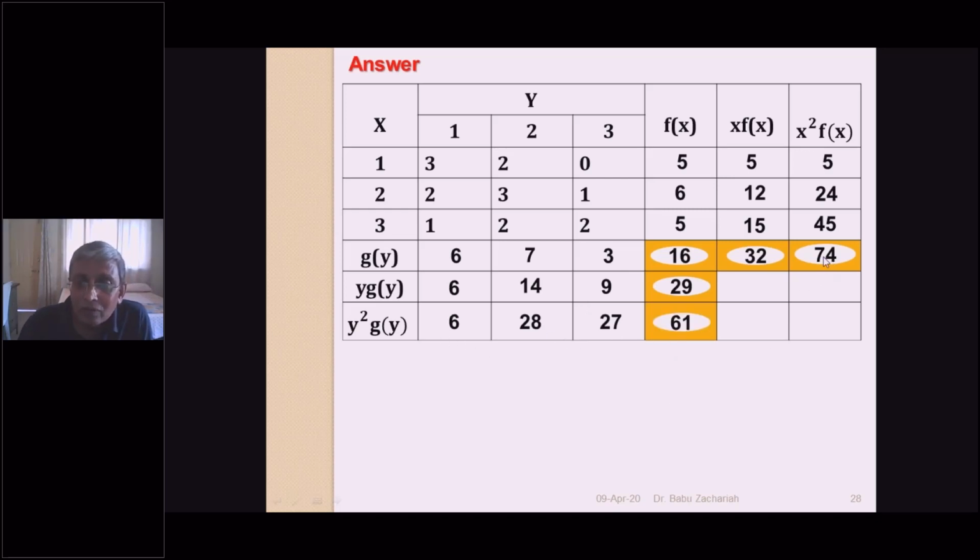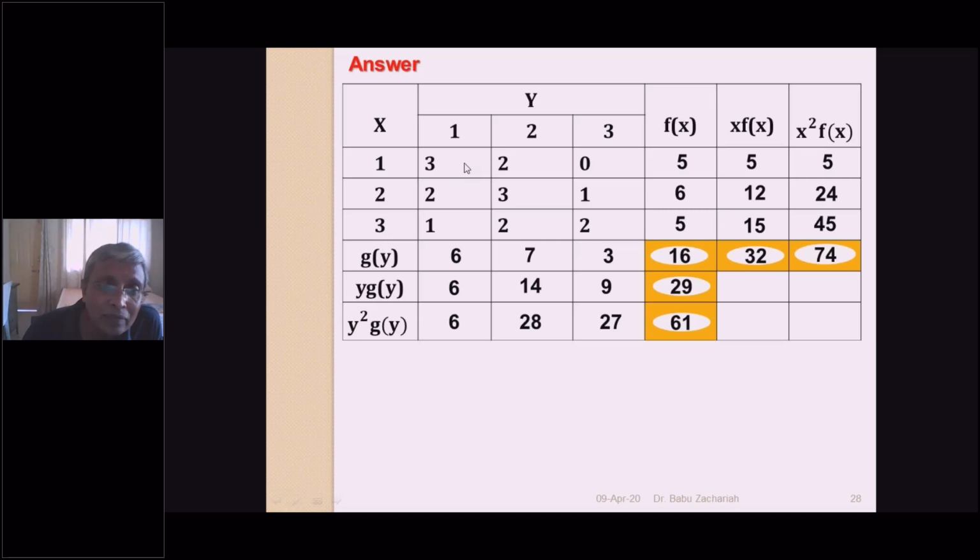So now what is this one? 74, sigma x square f of x. What is this 32? Sigma x f of x. What is this? N. This one, sigma y g of y. This one, sigma y square g of y. So first, one more thing. For covariance, we have to calculate double summation of x into y into f of xy. So that calculation I am doing here.